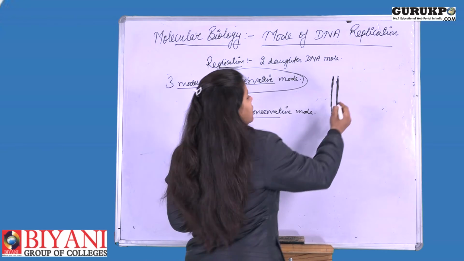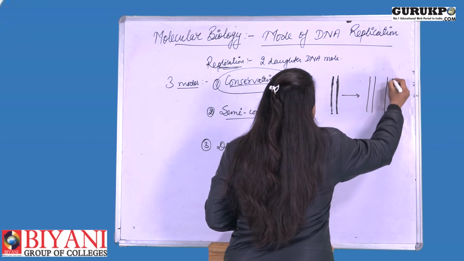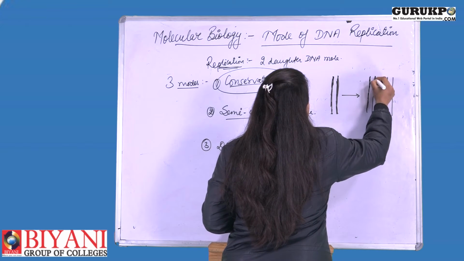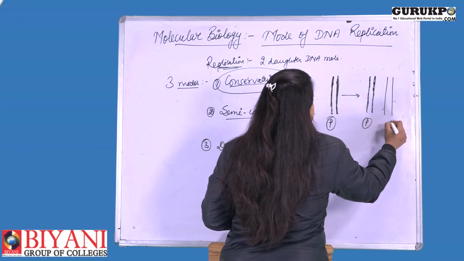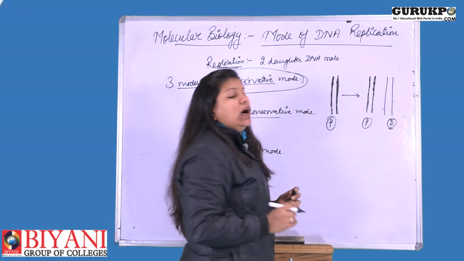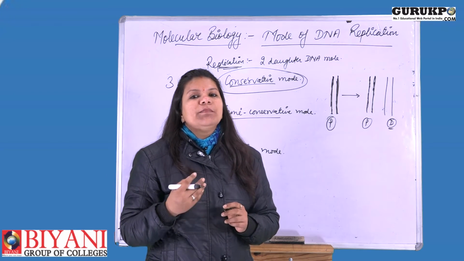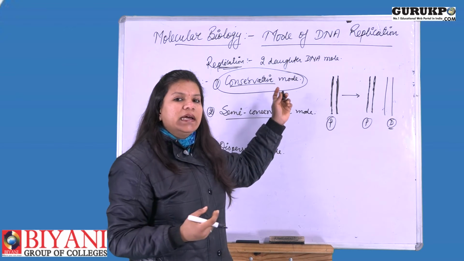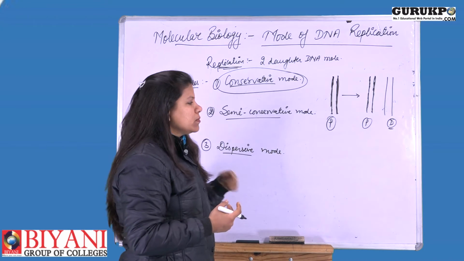Instead, the daughter DNA molecule will be synthesized here. This is the parental DNA and this is the daughter DNA. A complete set of two strands of DNA, or you can say a complete double stranded DNA, will be formed if the DNA undergoes a conservative mode of replication, right?